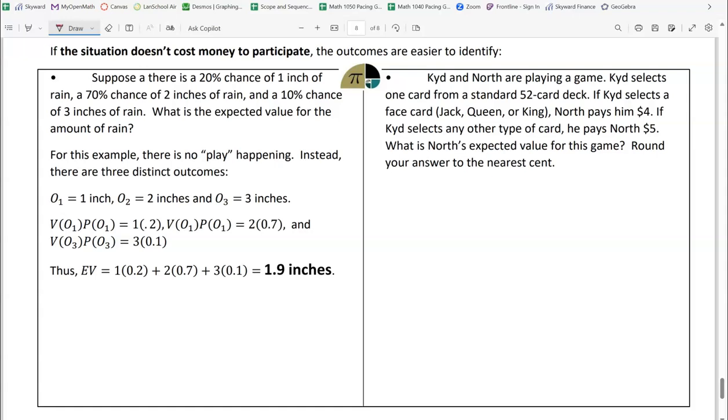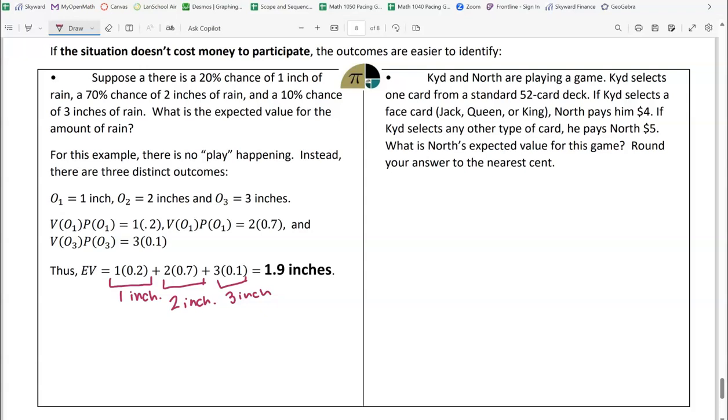So this one has 3 outcomes. There's 1 inch of rain, 2 inches of rain, and 3 inches of rain. So we're finding the expected value for the amount of rain. So option 1 is we get 1 inch of rain, right? And that has a 20% chance. So we're multiplying by 0.2. Option 2 is we get 2 inches of rain. Okay, and that has a 70% chance. And then option 3 is we get 3 inches of rain, and that has a 10% chance.